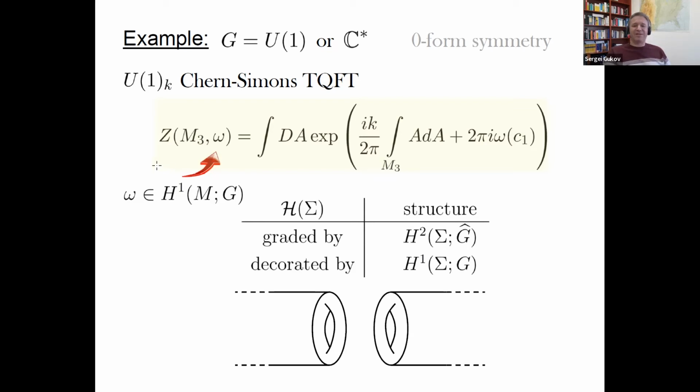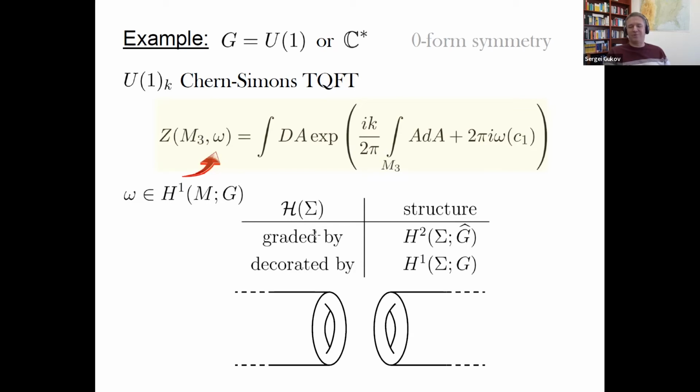This theory actually has, despite being a simple kind of invariant, precisely this U1 symmetry, which in this notation is a zero-form symmetry. It could be U1 or C star. Everything will be algebraic, so we can consider it over any field. The important point is that you can introduce these decorations exactly the same as in BCGP. Namely, you can enrich this theory by an element of H upper 1 of your 3-manifold with U1 or C star coefficients. And if you want to ask how cutting and gluing is done here, we'll discover exactly the same decorations and gradings on the Hilbert space.